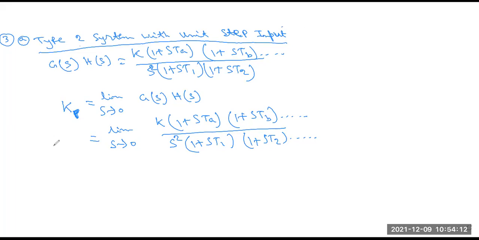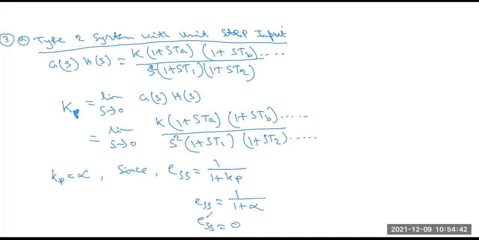We know that here Kp is infinite in the unit step response. So when Kp is infinite, the steady state error expression is 1 by 1 plus Kp. Here Kp is infinite, so ESS equals 1 by 1 plus infinite. So ESS is 1 by infinite, which equals 0. This is the expression for the type 2 system with the unit step input function.